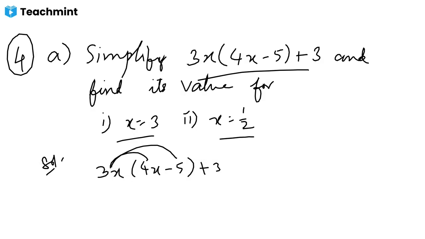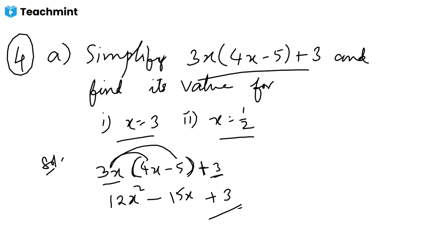Okay, so 3x into 4x, that is 3 4s are 12, x into x is x square. And then 3x into 5, so it's going to be minus 15x. Plus 3. So that 3 is separate, 3 is a different term. We don't have to multiply this 3x with this 3 because it's not a part of this bracket. So that will be separate. So this is the simplification.